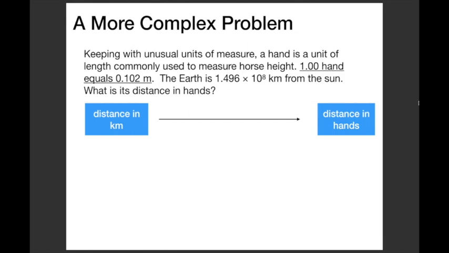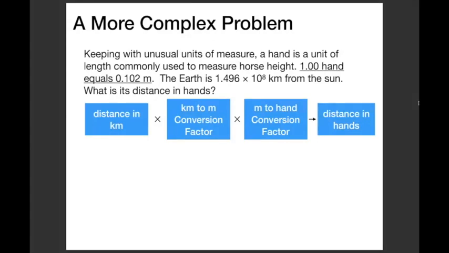In the problem, we're given information to do the conversion factor. 1 hand equals 0.102 meters. But what we have in the problem is the distance from the Earth to the Sun given in kilometers. So we need a conversion factor from kilometers to meters and then meters to hands. So sketching this out, we're going to take our distance in kilometers, a conversion factor to meters, a conversion factor from meters to hands, and then finally the distance in hands.